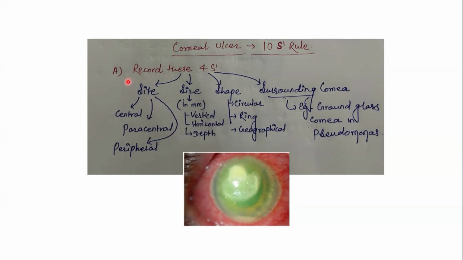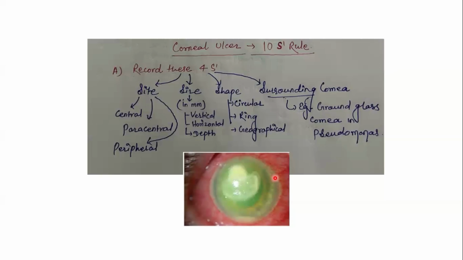So as I explained in my last slide, always draw a diagram of the cornea divided into 9 different quadrants, and accordingly draw the corneal ulcer, whether it is central, paracentral, or peripheral, and then measure the size of the corneal ulcer in millimeters. You have to measure the size in the vertical and horizontal dimensions, and the depth of the corneal ulcer. These three things you have to measure and then mention on the workup sheet.